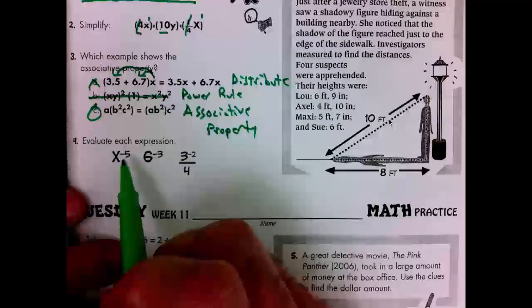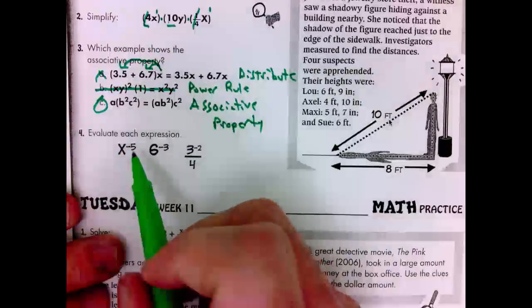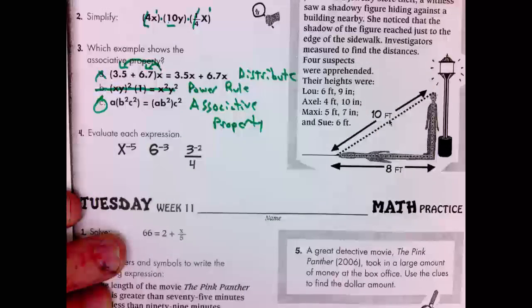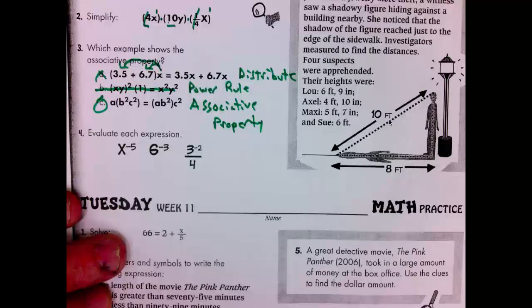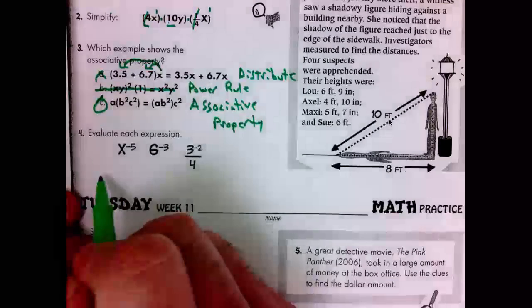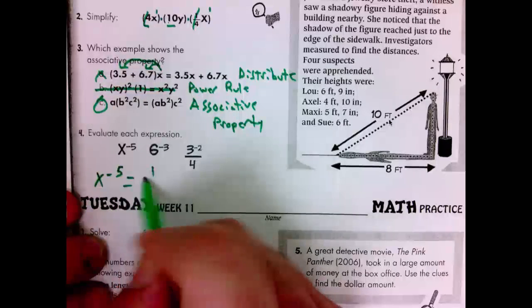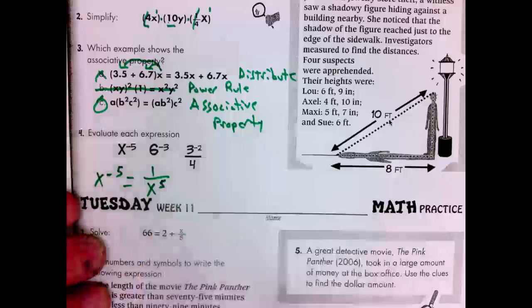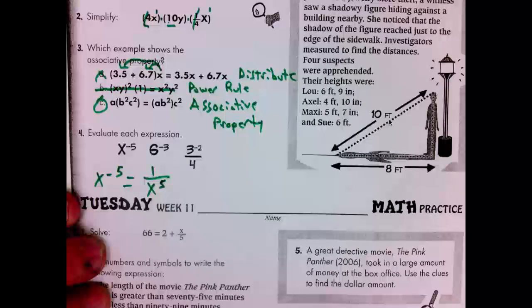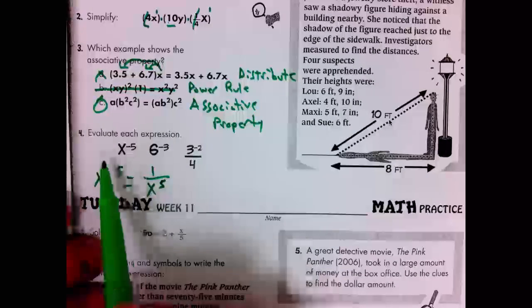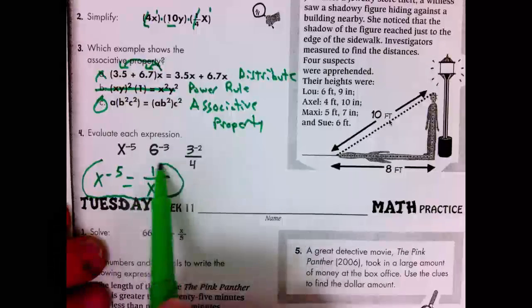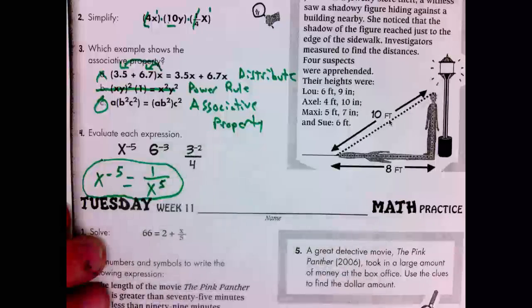Number 4, evaluate each expression. Well, a negative exponent is the same as saying the reciprocal of it. To say x to the negative fifth is the same as 1 over x to the positive 5. Using this idea, see if you can simplify the following two.